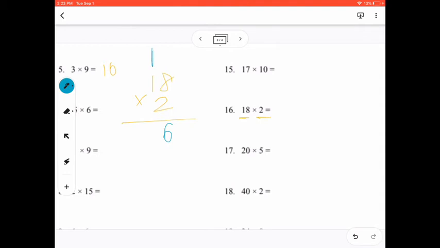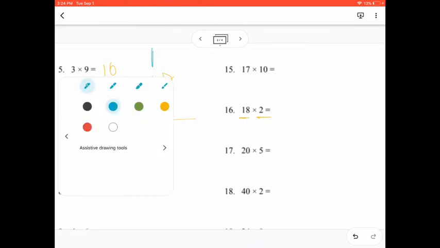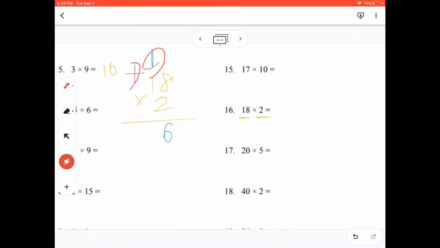Then you have to multiply this way. If you multiply this way, diagonally, what's 2 times 1? 2. And then you have to add 1. So 2 times 1 is 2, plus 1 is 3. And you get 36. And 36 is your answer for number 16.